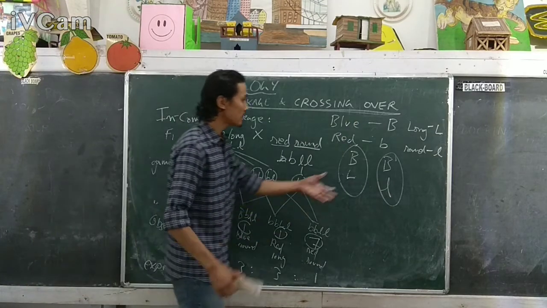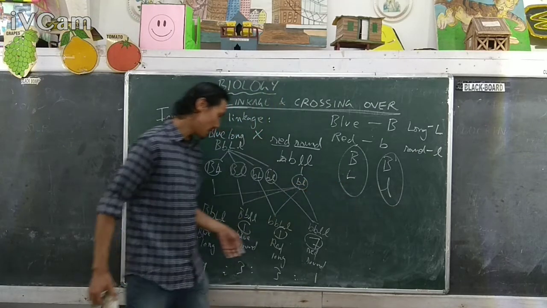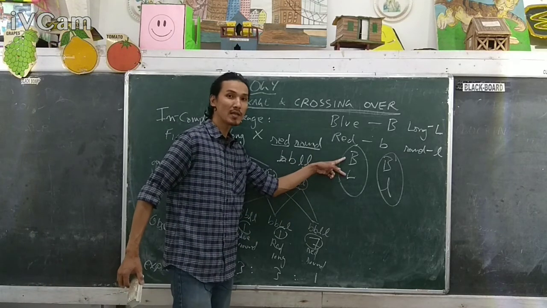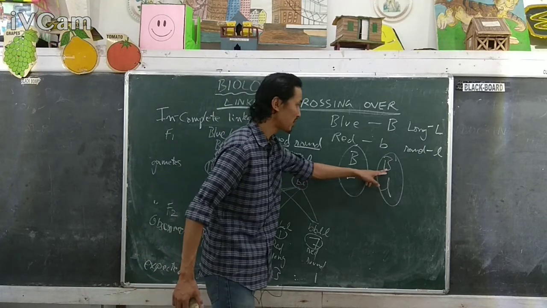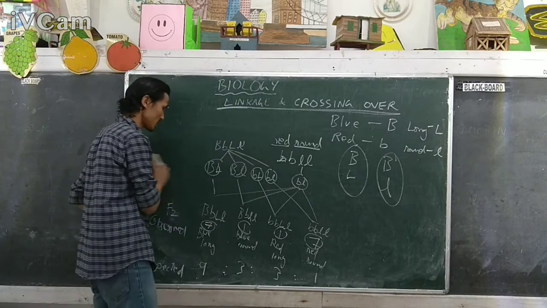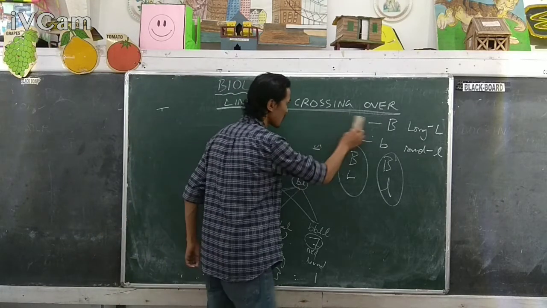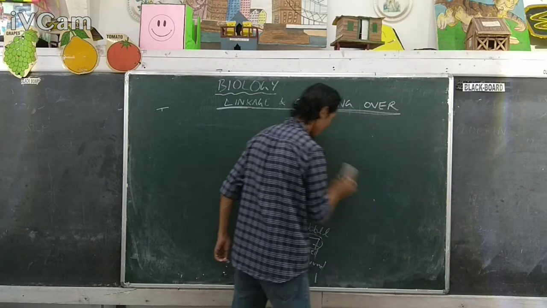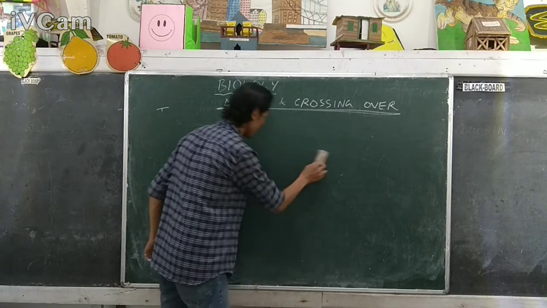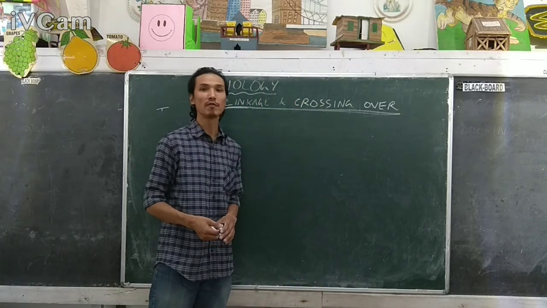So this shows a tendency of genes to remain together, not completely but incompletely, because I'm getting different combinations like blue long and blue round. So this shows that these genes are not completely linked. They also tend to separate. So that's why I'm getting different combinations. So this is an example of incomplete linkage. So it's because of linkage that we get slight deviations from the law of independent assortment.